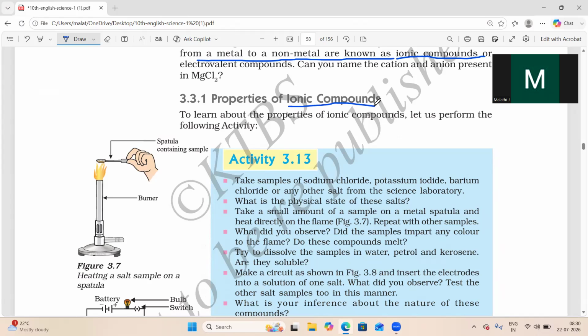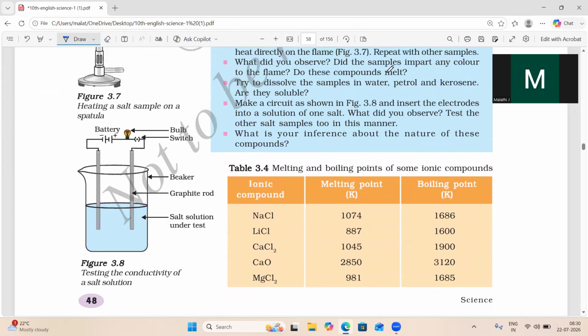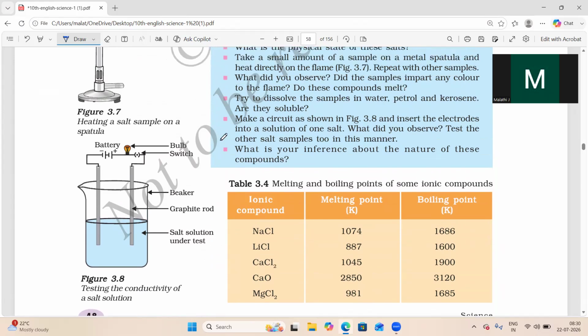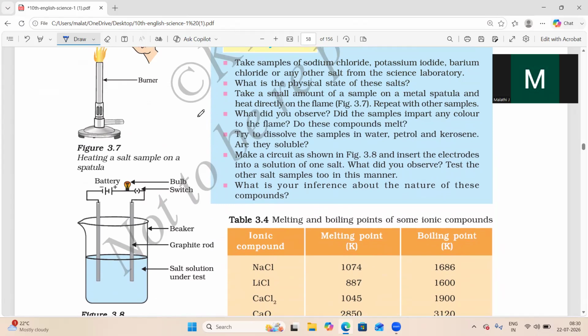We just observe what the properties of ionic compounds are. One is the physical state. Ionic compounds are solids, that is, NaCl and MgCl2 are solids. And they are also strong, so the first property we can observe is that these are very hard solids.